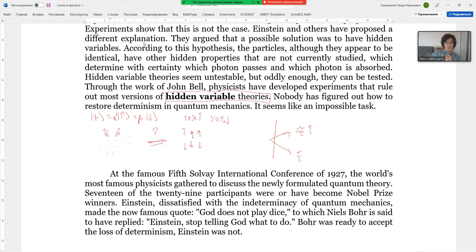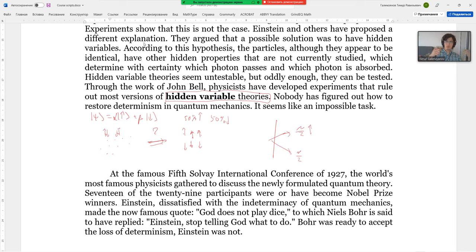And this property is called a hidden variable, because we don't know anything about it. And these theories are called hidden variable theories. However, and I think we will speak about that today, the physicist John Bell invented possible experiments which can differentiate between these two cases.